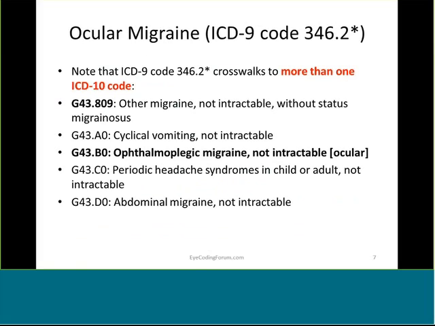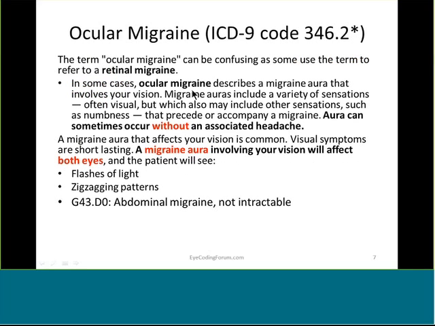Now, when you do the crosswalk of the ocular migraine, it will crosswalk to more than one ICD-10 code. It's going to crosswalk to G43.809, which is other migraine. It will actually crosswalk to a cyclical vomiting, not intractable. It will also crosswalk to the ophthalmoplegic migraine, which is G43.B0. Also, we have these other migraines, periodic headache syndrome, and then abdominal migraine. Now, our main concern is this code, G43.B0.